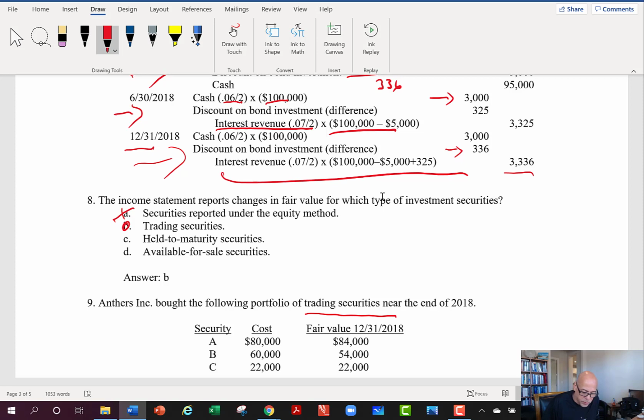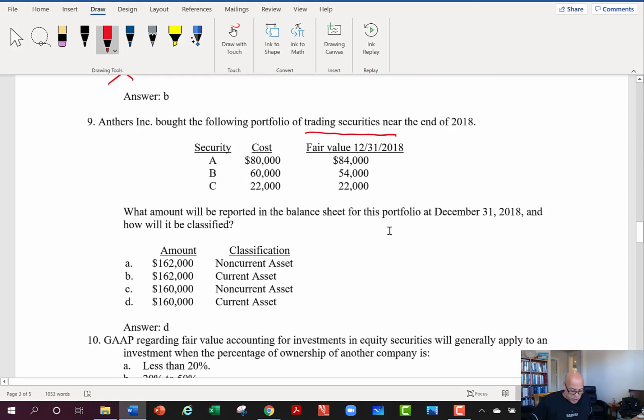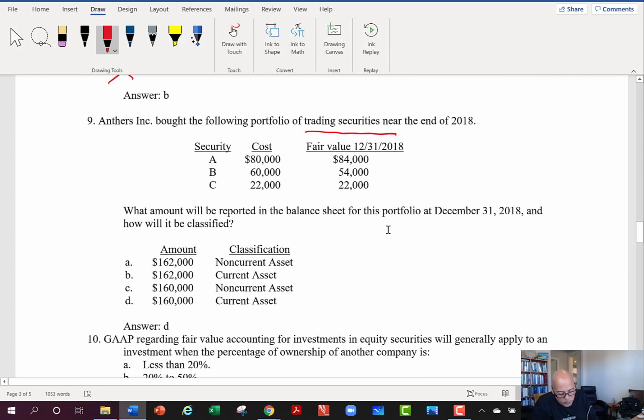Held to maturity, those are not going to affect either comprehensive income or net income. And available for sale, we would carry them at fair value, but those changes are not reported in the income statement. That's just our trading securities. Okay, good. So we come over and they talk about Anthers bought the following portfolio of trading securities. What amount will be reported in the balance sheet for this portfolio at December 31st, 2018? And how will it be classified?